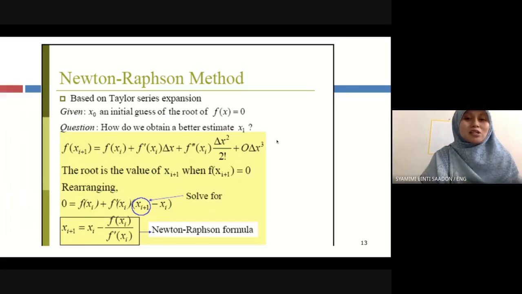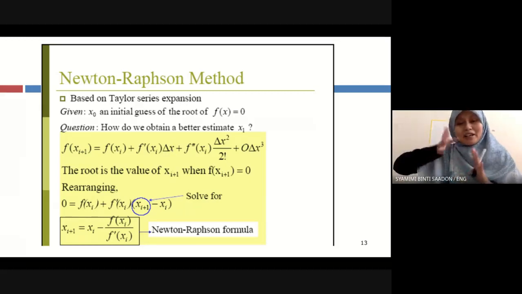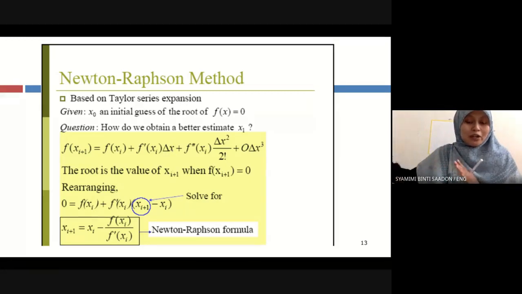So sometimes we neglect the higher order values. It depends. For the Newton-Raphson method, we only take until the second term of the Taylor series expansion. The Taylor series expansion is long and depends on how many higher degrees of order you want, but for Newton-Raphson, we take this part.